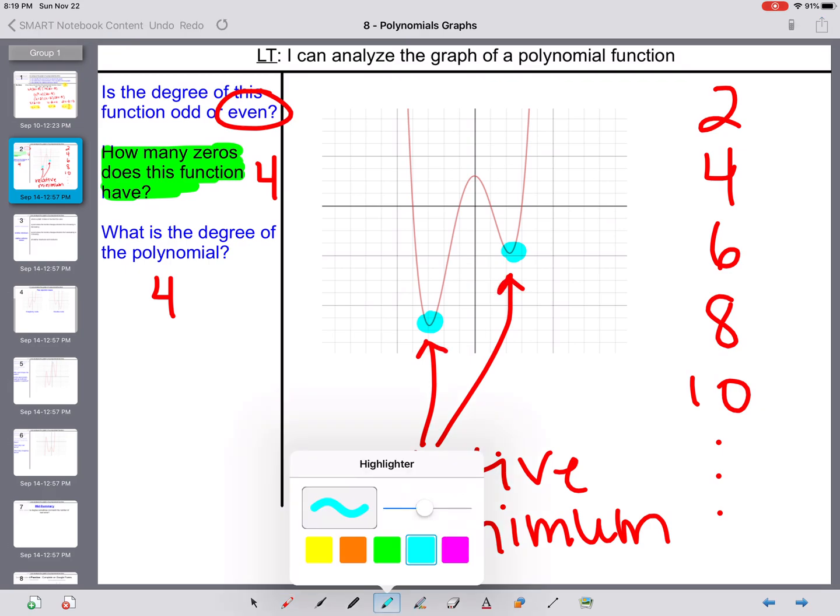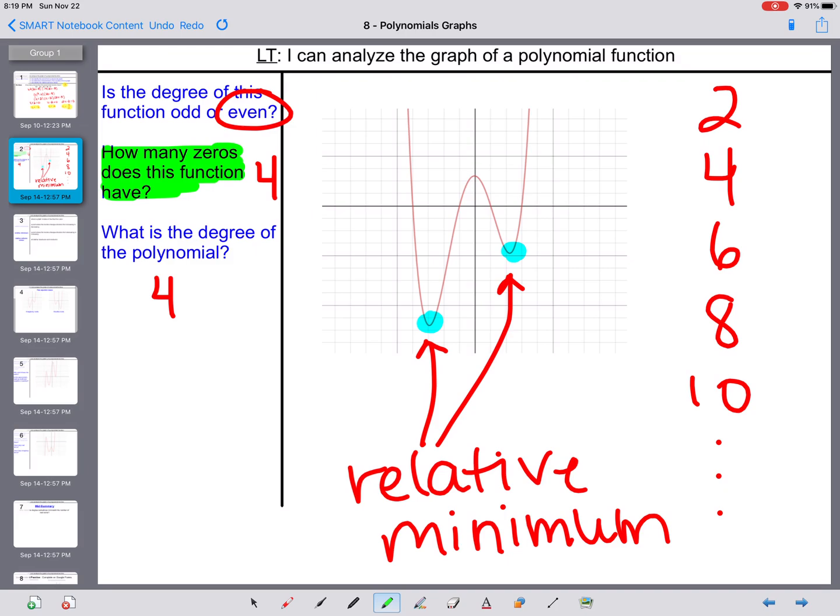Now, the relative maximum is just the complete opposite. It's the high points of the graph. So if you think about it in terms of like if you were on a roller coaster and this was going up and down, it would be those high points right before the drop, and the relative minimums would be those low points right before it goes back up. So right here we have a relative maximum.